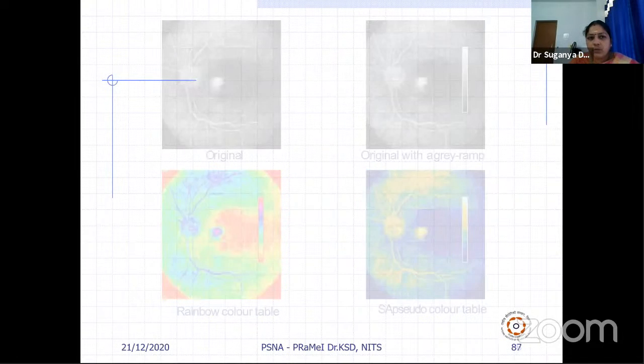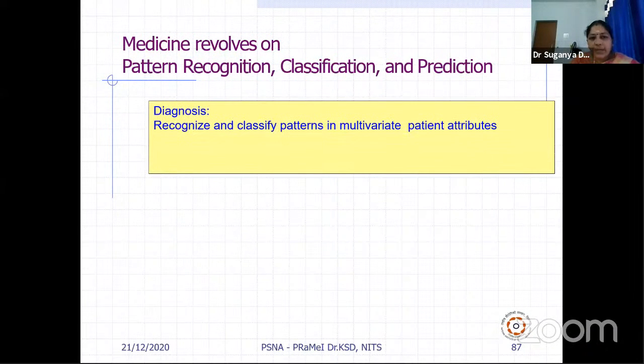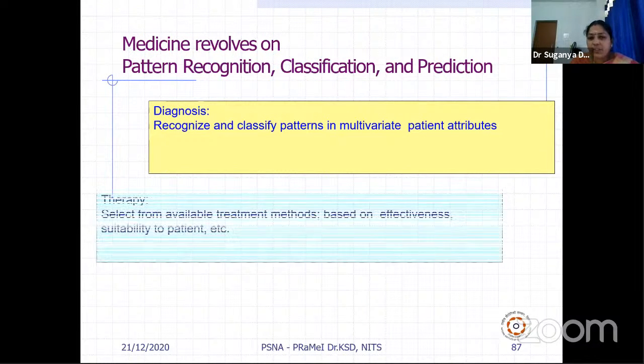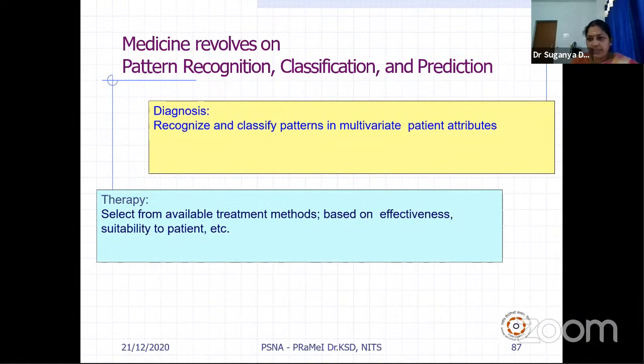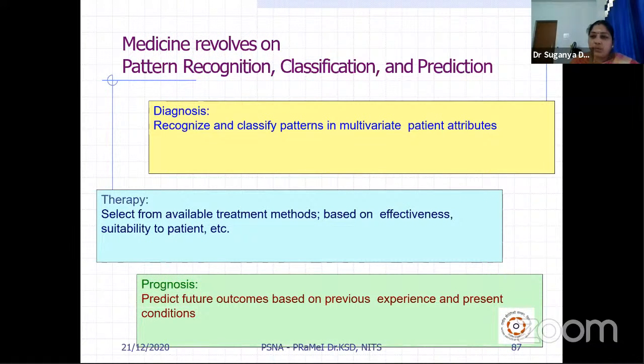Medicine revolves on pattern recognition, classification, and prediction. Diagnosis means recognizing and classifying patterns in multivariate patient attributes. Therapy is the treatment: selecting from available treatment methods based on effectiveness and suitability to the patient. And prognosis, after the diagnosis, is to predict future outcomes based on previous experience and present conditions.